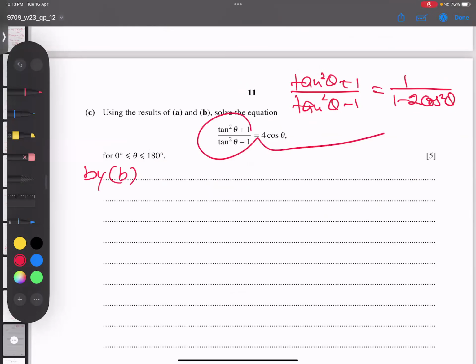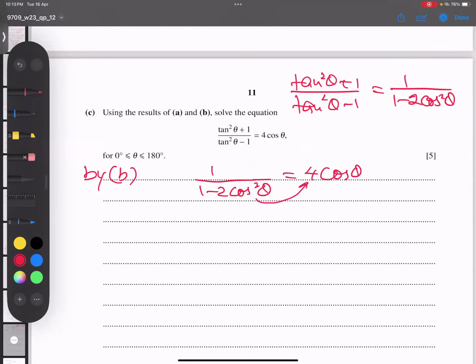Okay, so the left hand side I will replace by this. So I get 1 over 1 minus 2 cos square theta. And this will remain as it is. Now it will cross multiply. So what happened? 1 equal to 4 ones are 4 cos theta and negative 8 cos cube theta. Now you will be surprised to know you have never done a cubic equation in AS level. Now how do we deal with this kind of thing?